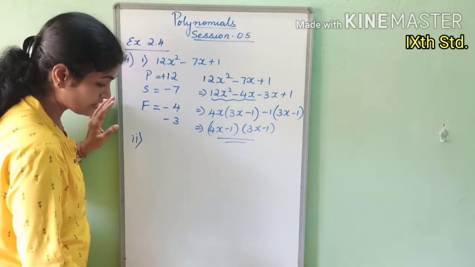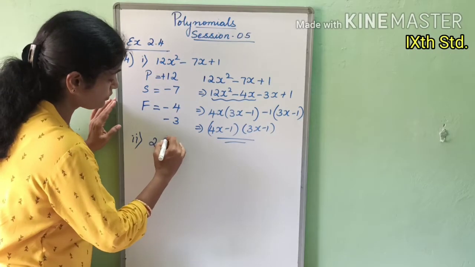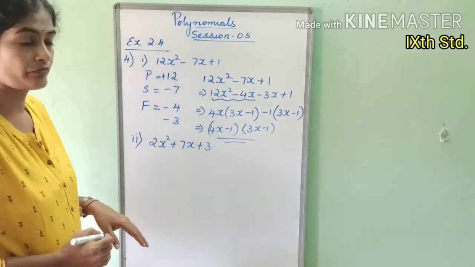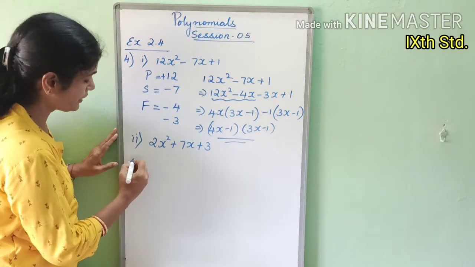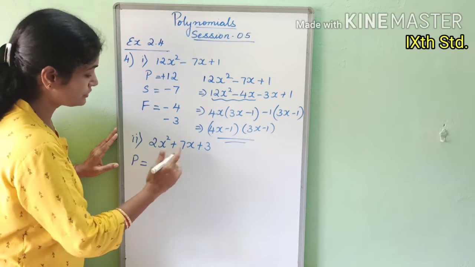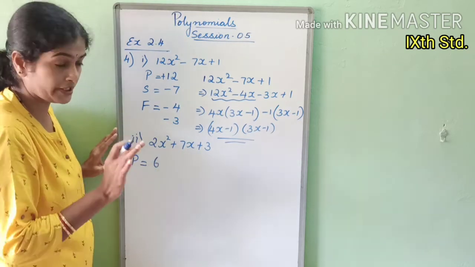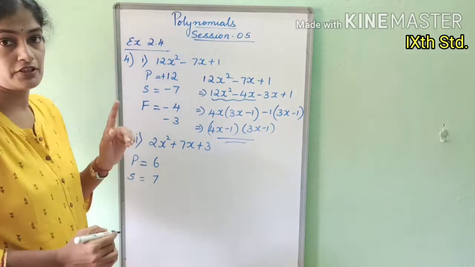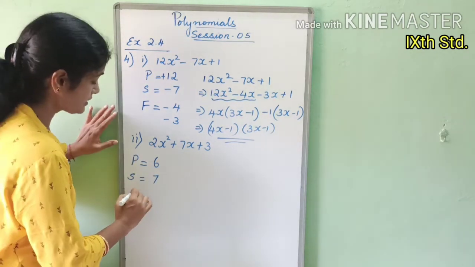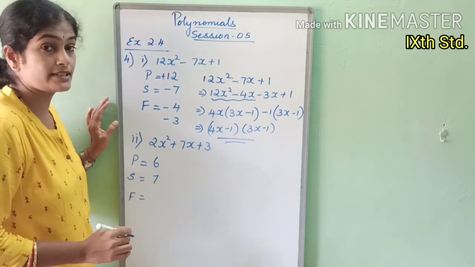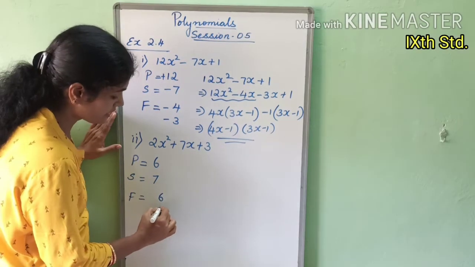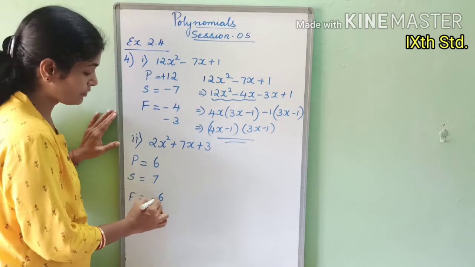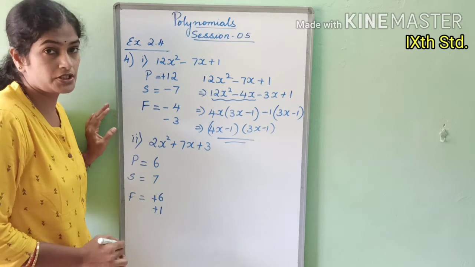The second one is 2x square plus 7x plus 3. The same procedure: find out the product. Product 2 into 3 is 6. The product is positive, and the sum is also positive. First time, right? So what are the factors? Factors of 6 to get 7 are 6 and 1. Since the product is positive and the sum is also positive, both of them will have positive signs.